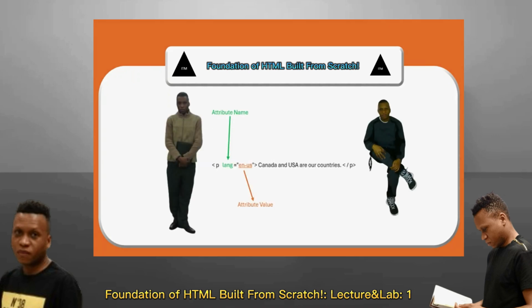So you're going to see we have attribute name, and then we also have attribute value. Okay, so when you take a look, this one is an open tag, and this one is a closing tag. And here in the open tag, we have lang, which is the attribute name. The attribute value is English, US English, the way I put US. Okay.